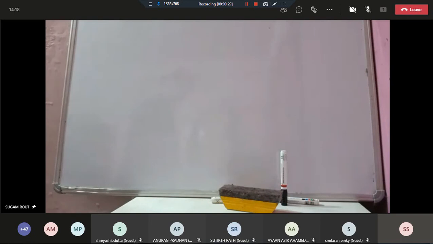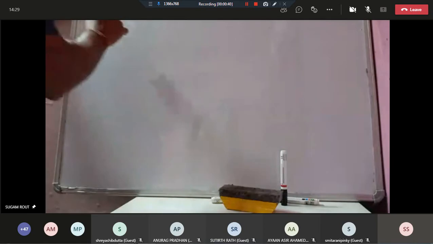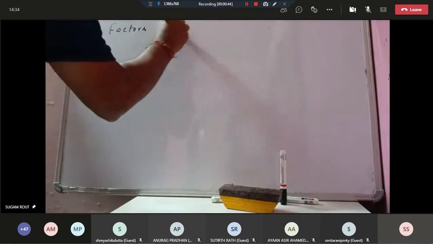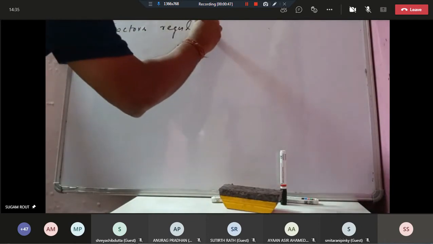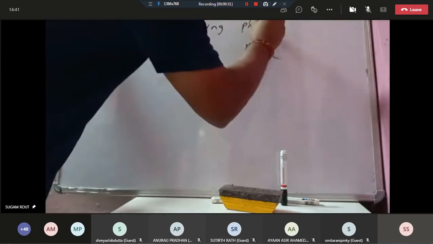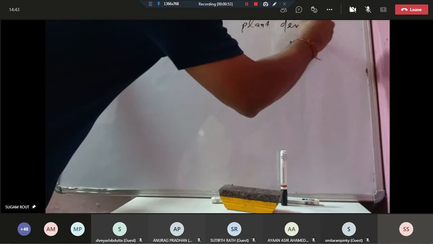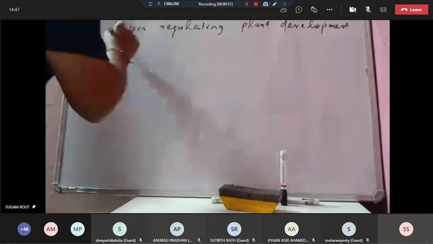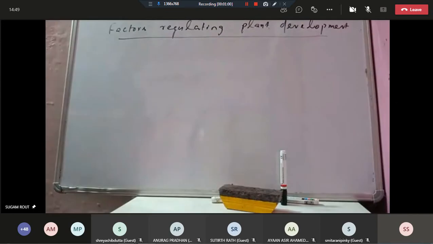So if we go to the factors, what are the factors regulating the development in the plants? So factors regulating plant development. So what are the factors regulating plant development?